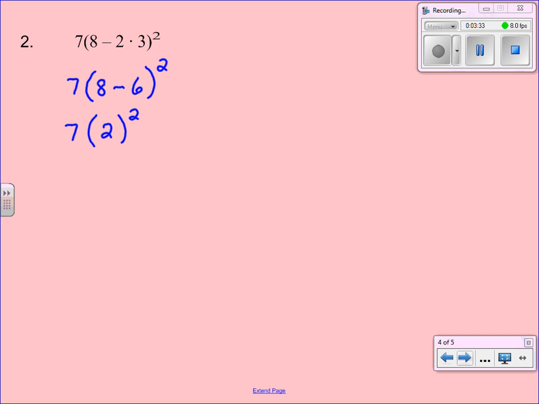Now before we can do multiplication, we're on to the exponent. So 2 to the second power is 4. 7 times 4 gives us 28.